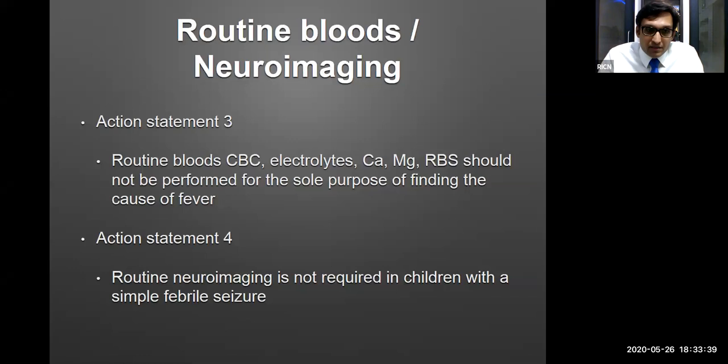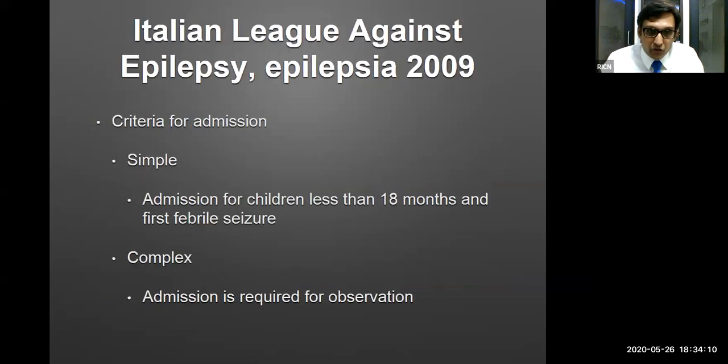What about routine bloods? Routine bloods, again, CBC, electrolytes, calcium, magnesium, should not be performed for the sole purpose of finding the cause of seizure. I mean, of course, for the cause of fever, you could do your CBC and electrolytes and that would help you, but not for the cause of seizure because you know that it's a febrile seizure. Routine neuroimaging, again, is not required in patients with simple febrile seizure because we know how many patients we see and we would be doing a lot of unnecessary MRIs on these children. So in simple febrile seizures, it's fairly straightforward.